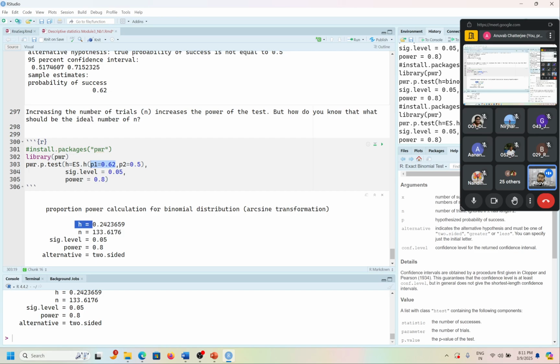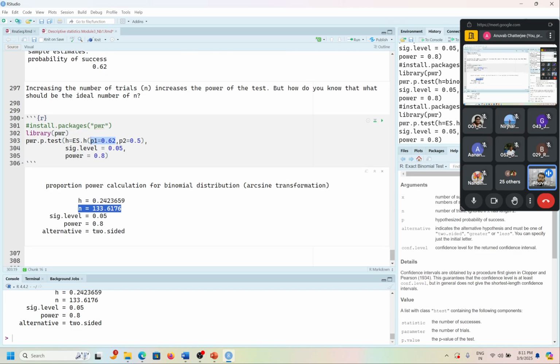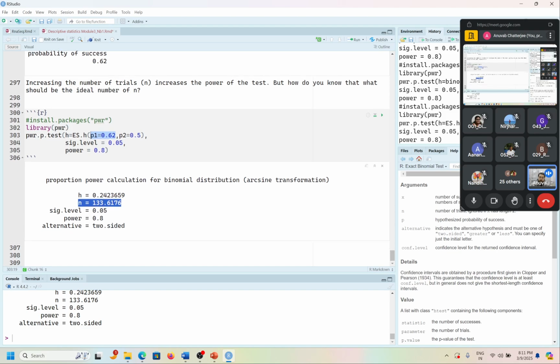So the value of h, if it is around 0.5, you can say that it has a moderate effect size. We are not going to go into that. I just want to tell you that this is what we wanted: the number of n's, the number of times you repeat it till you are able to say yes, I can positively say that the coin is unfair. So how many times should we have done it? We should have done it around 134 times.